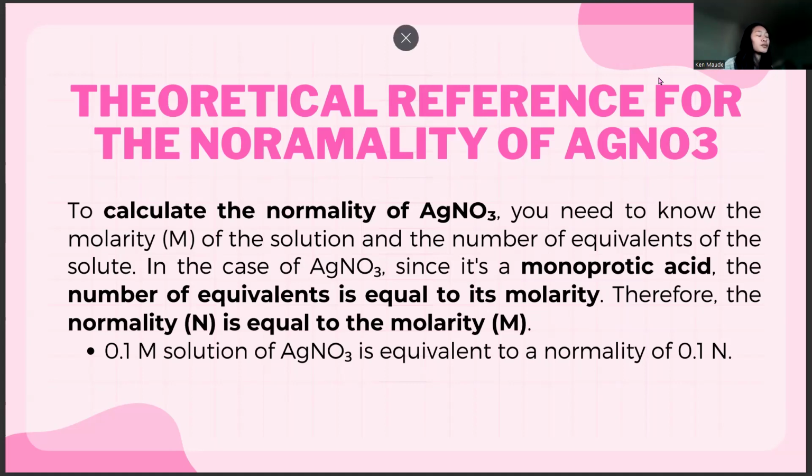So to find the normality of silver nitrate, you simply use the molarity because it is monoprotic. So in short, for monoprotic acids like silver nitrate, the normality is the same as the molarity since each molecule provides 1 equivalent of ions when dissolved. So 0.1 M of silver nitrate is equivalent to a normality of 0.1 N.